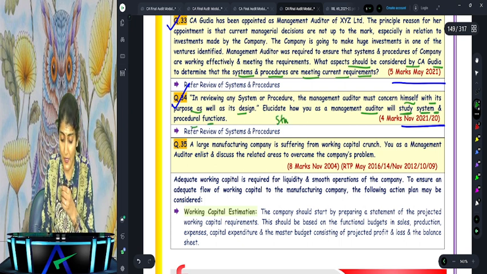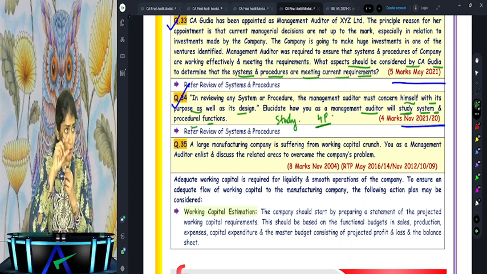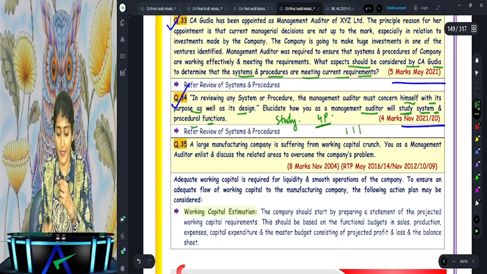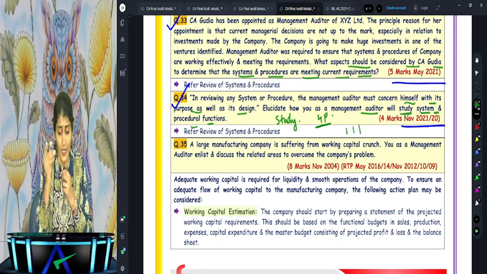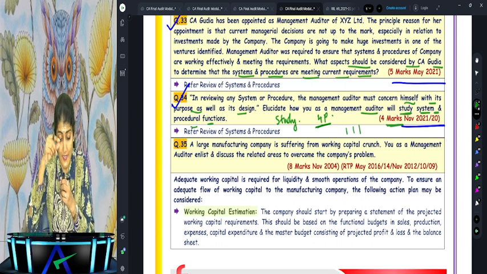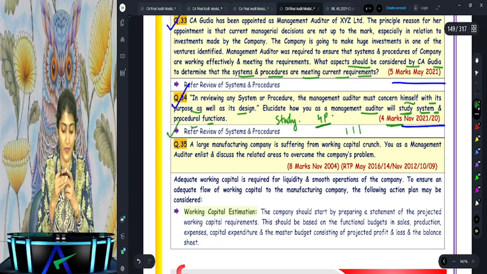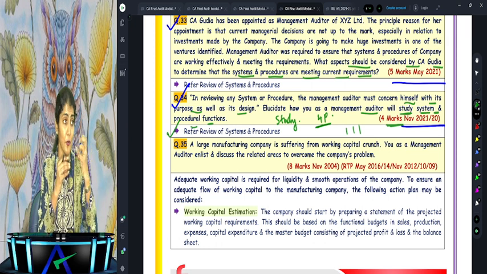So study means what? The 4 P's over there. You know that, no? Study means what? The 4 P's. But then can you write the firstly, secondly, and thirdly points also over there? Yes, because you can write more over there. But what they are asking you is to study the system and the procedural functions. But again, in the suggested answer of ICAI, they've given the entire content over there.